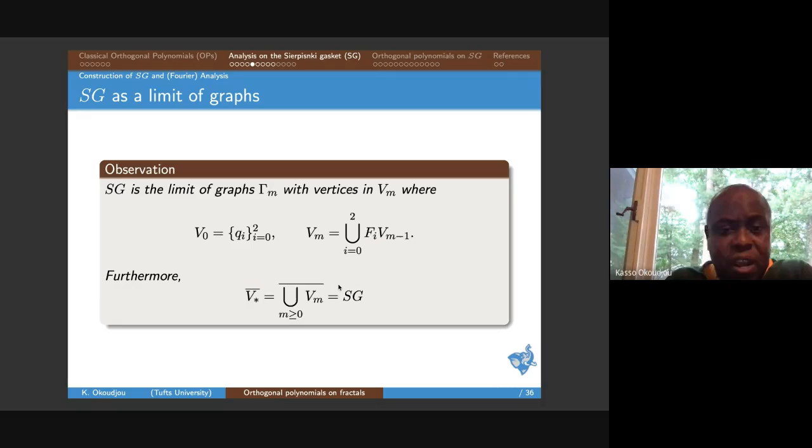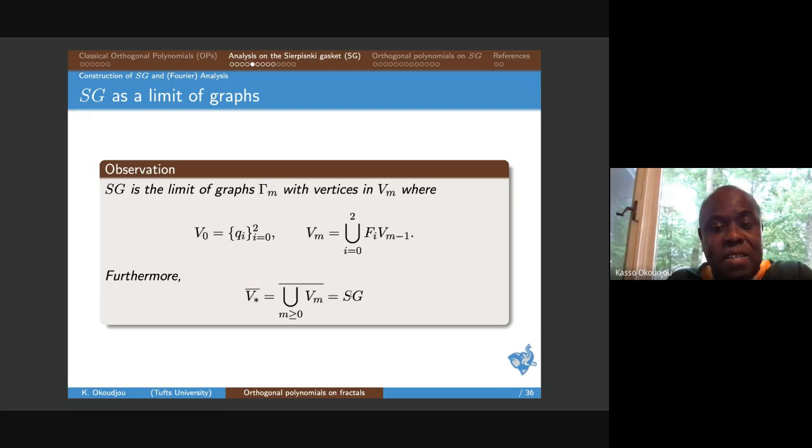So the very first graph will be the graph with 3 vertices, and the vertices will be just the 3-point initial set that I give you. And then I'm going to be adding 3 points at every level. So I'm going to apply the map Fi to all these 3 points, and then I'm going to get a graph of 6 points, and then I'm going to keep on doing this at every level. And then the collection of all the vertices in my graph, I'm going to denote it V star. And it turns out that when you take the closure of that set, you get exactly the Sierpinski gasket.